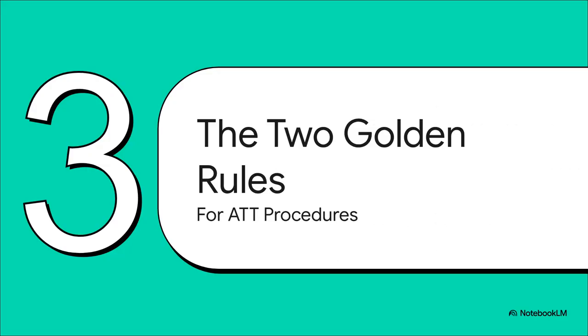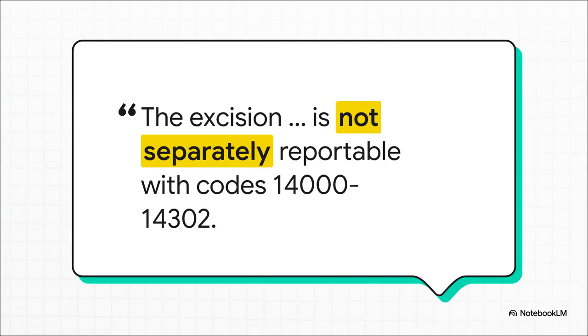Section 3. The 2 golden rules. All right, now that we understand the physical procedure, we've got to talk about the guidelines. Rule number 1 is our ultimate rule maker, and I really cannot stress this enough. The excision of the lesion is already included in the adjacent tissue transfer code. You must never, ever bill the excision separately. Think about it. When a surgeon removes a skin cancer lesion and then immediately performs a rotation flap to close the hole, the work of cutting out that lesion is bundled directly into the payment for the tissue transfer. If you code the excision and the tissue transfer together, you're unbundling, and that is a massive compliance error.